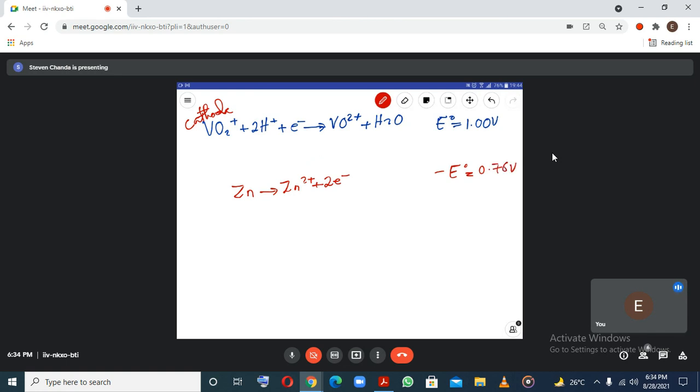So then what you have is your cathode and your anode. And the electrons: here it's 1, here it's 2. So what you have to do is multiply this reaction by what? By 2, right? So that the electrons can be equal and cancel out. So for our cathode reaction, we are going to multiply everything by 2. So we do that.